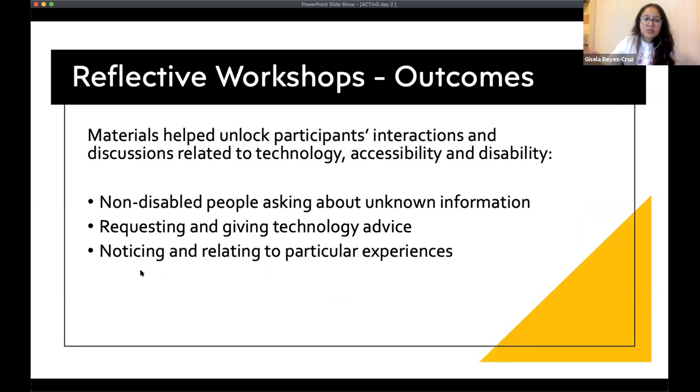And just to briefly talk about the outcomes, I think one of the main findings of the workshops was that the materials helped unlock participants' interactions and discussions. So for example, the materials generated questions by non-disabled people, which were responded to by visually impaired participants who kind of took the lead in explaining and solving doubts and taking that teaching and learning role.